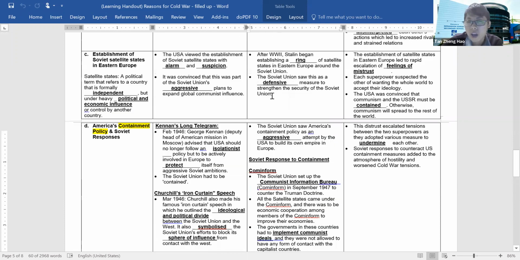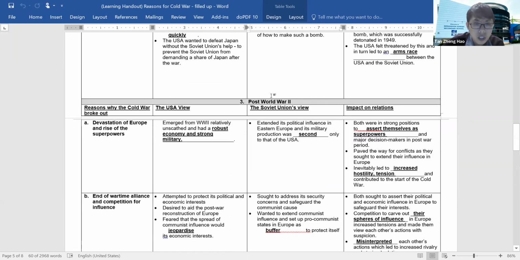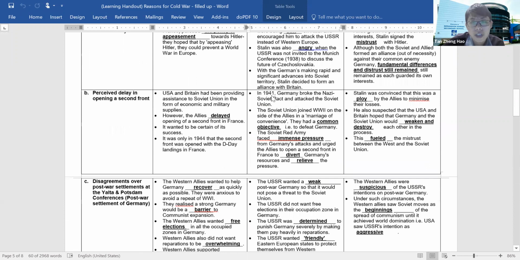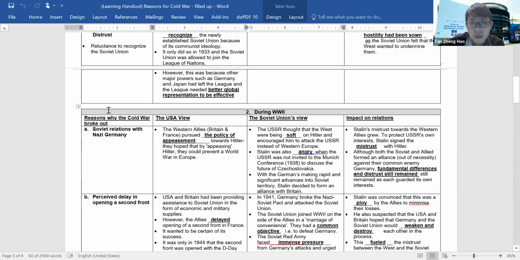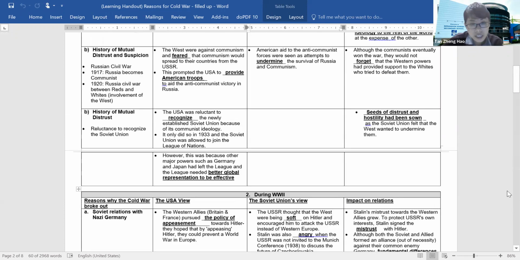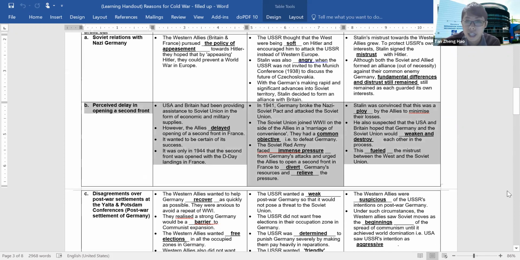You can use points from a lot of places, but you can even mention, for example, during World War II, let's say we talk about the delay in the Second Front. This thing has nothing to do with difference in ideology, but why did it lead to the Cold War? Because the USSR thought the USA was playing it for a fool. They did not want to come and rescue the Soviet Union when Germany was attacking the Soviet Union. As a result, they felt very betrayed. There was tension purely because they felt betrayed.